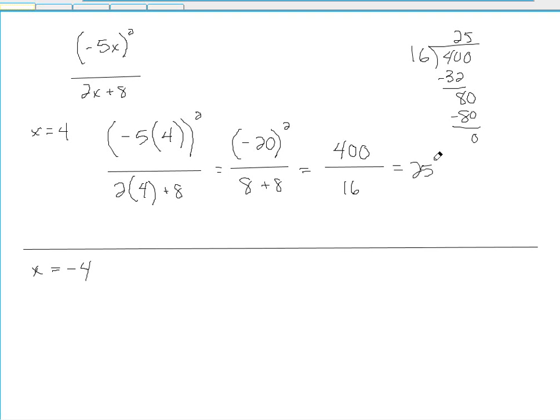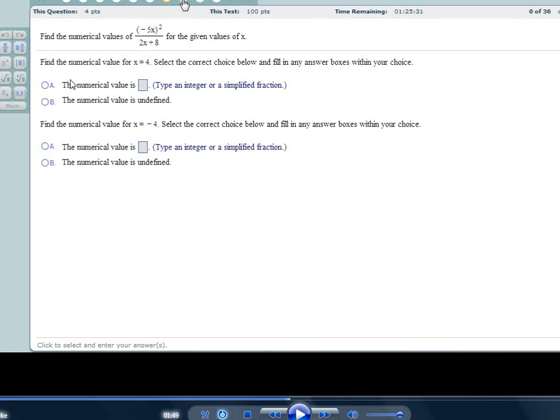So when you go over to answer this on your test here, you first have to choose radio button A, and then click inside the box and type the number 25.